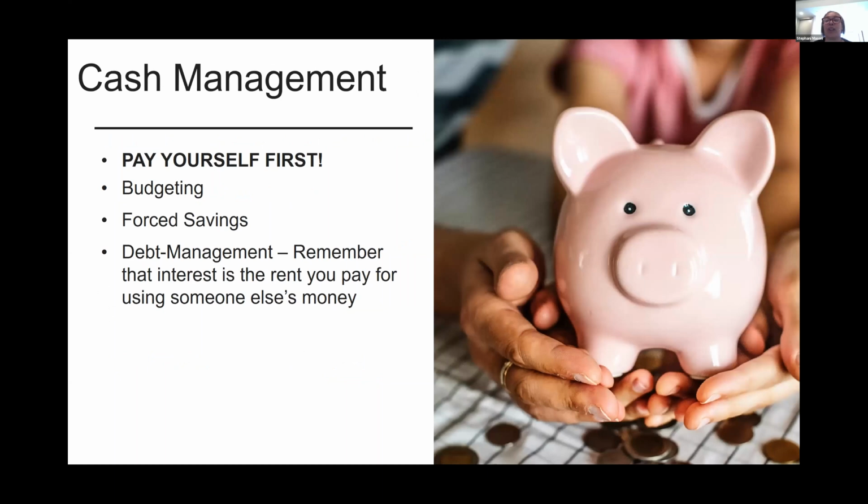Pay yourself first is what I always tell my students. I will have students who will say things like, but it's not a lot of money. Well, it's more than you had. All right, so budget, force yourself to save and manage your debt. Remember that interest, this is a definition that my grandfather taught me when I was 10. Interest is the rent you pay for the use of someone else's money, right?